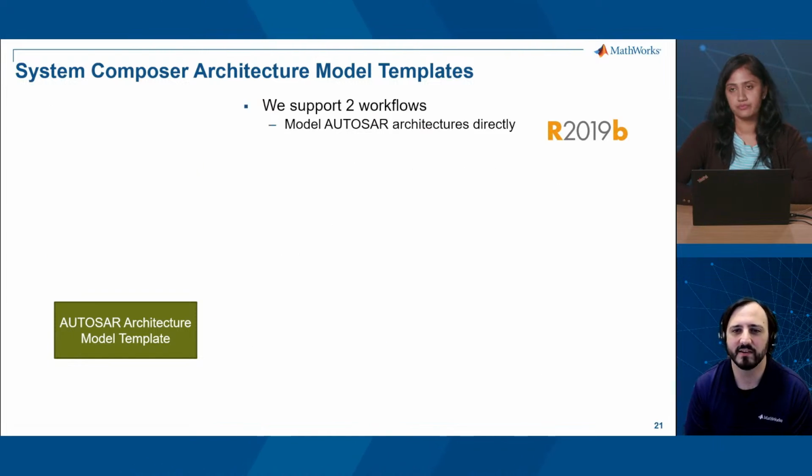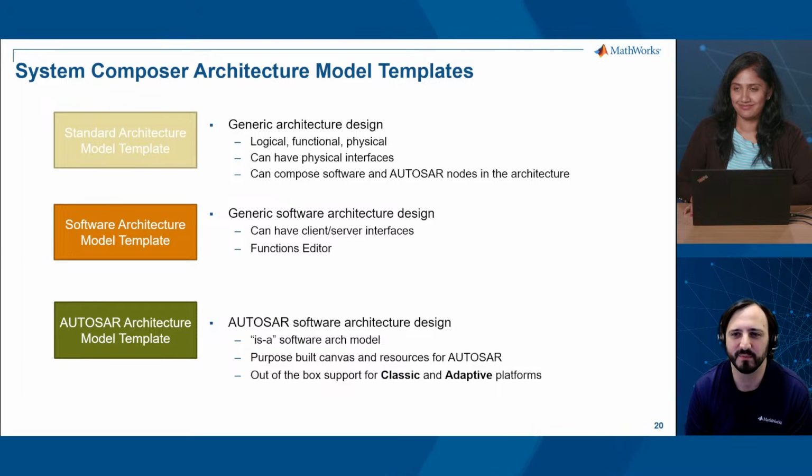So if I install System Composer and I don't see that AUTOSAR option there, what am I missing? What do I need to do to be able to get that AUTOSAR template in the Simulink launcher? Yeah, great question. You need to have the AUTOSAR Blockset installed. Then it will give that option to get the AUTOSAR template. Perfect. Thank you.